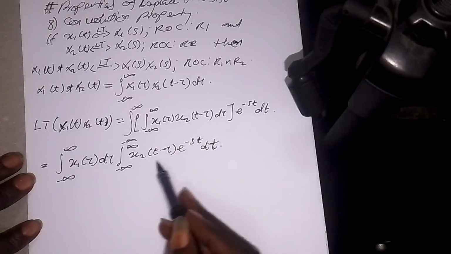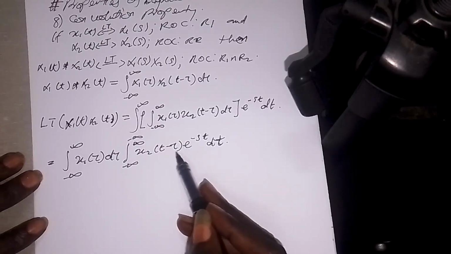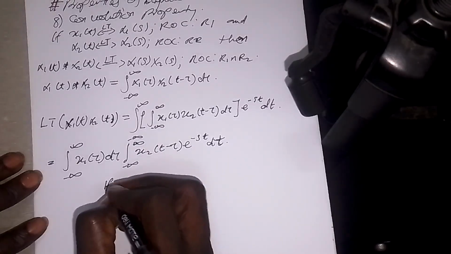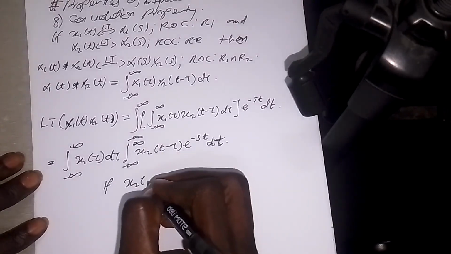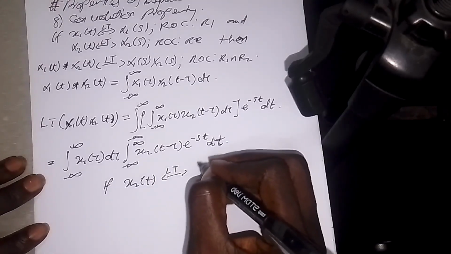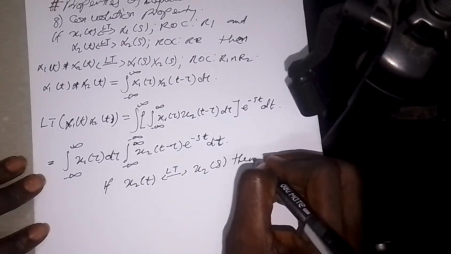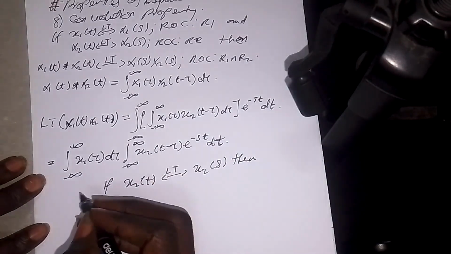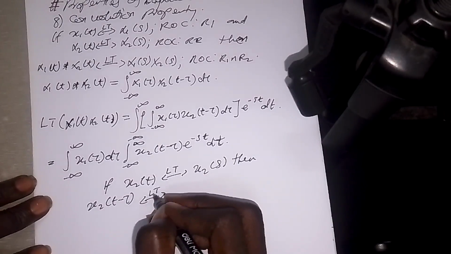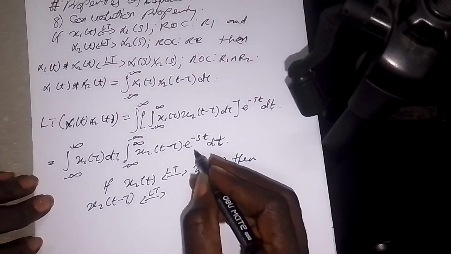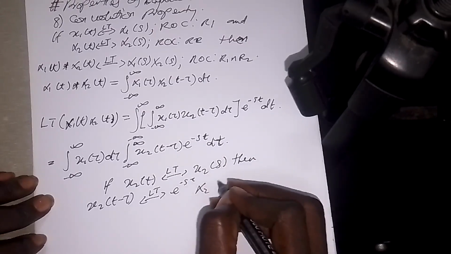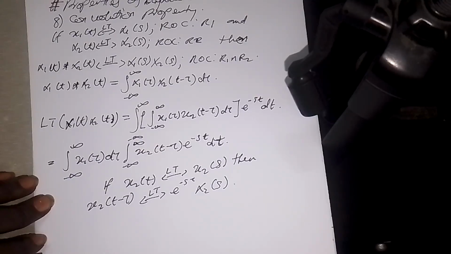Now if I do that, this one becomes the Fourier transform, sorry, I've been saying Fourier, the Laplace transform of x2. If x2(t) has a Laplace transform X2(s), then x2(t minus tau) will have a Laplace transform, which is going to be e to the minus s tau times X2(s). So basically that is what I'll have here.